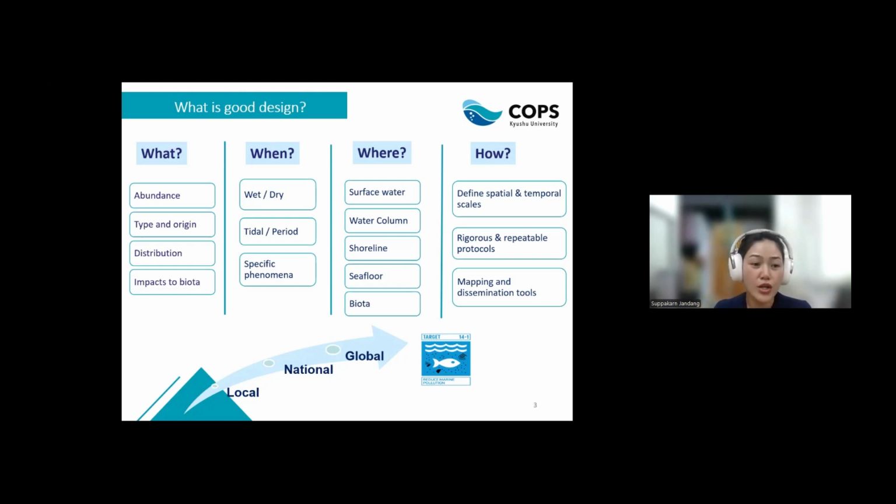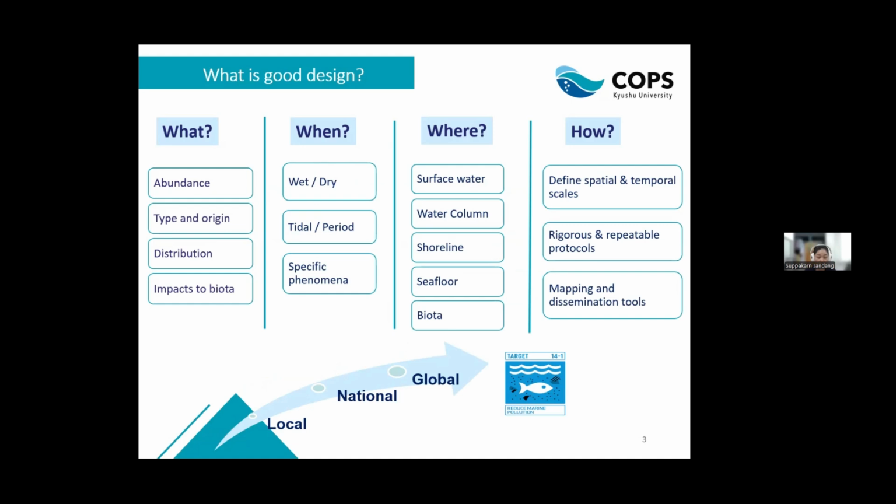The first question: what are you going to do with the microplastic, what are you going to investigate? For example, in our current work, we would like to investigate the abundance of microplastic. Some try to look at the type and origin, even what kind of polymer type can be dangerous to organisms, or even the distribution of microplastic. And eventually, it can impact the biota, which I will cover later.